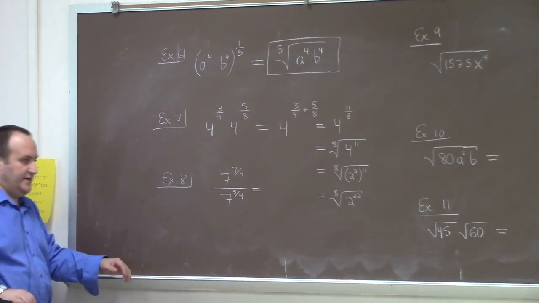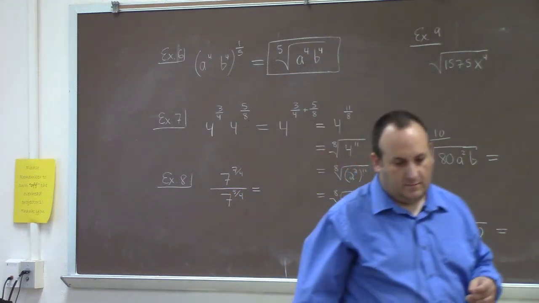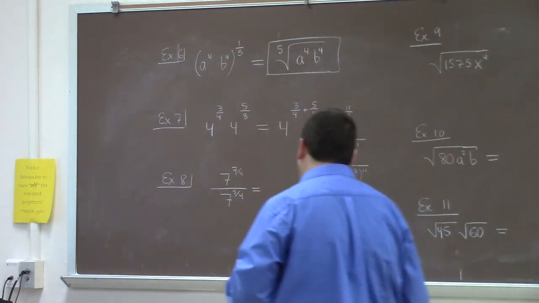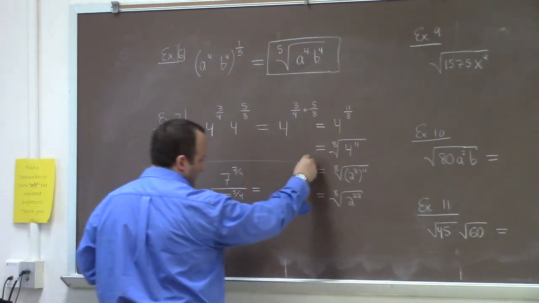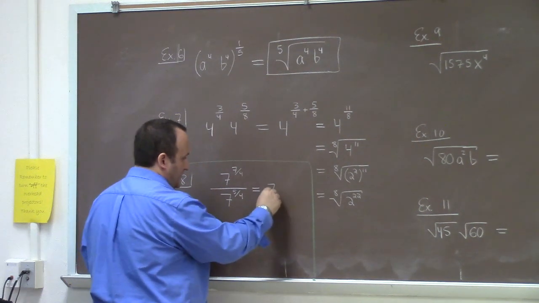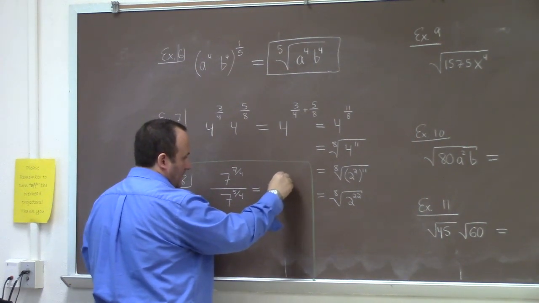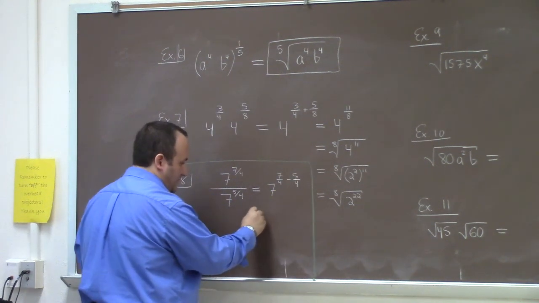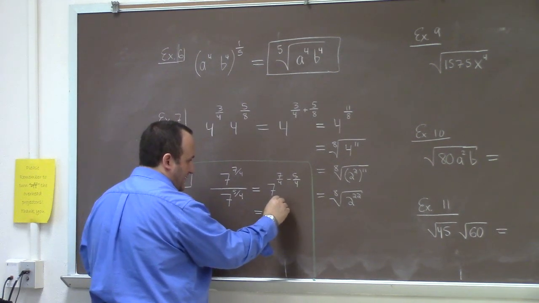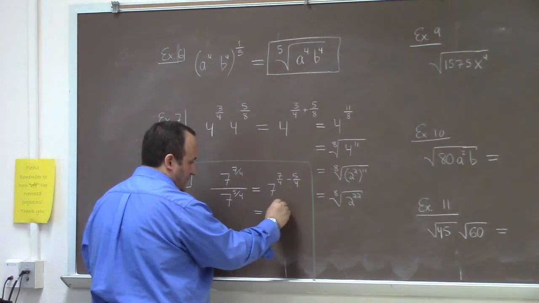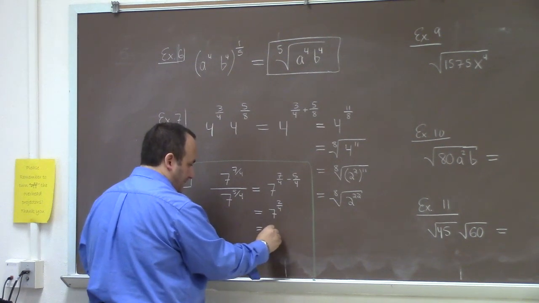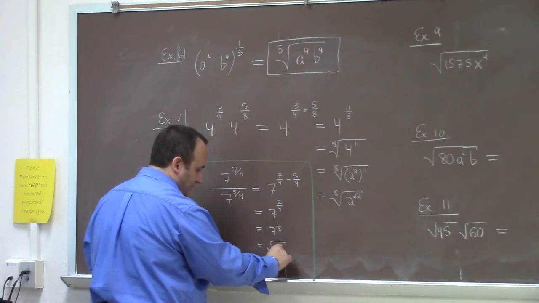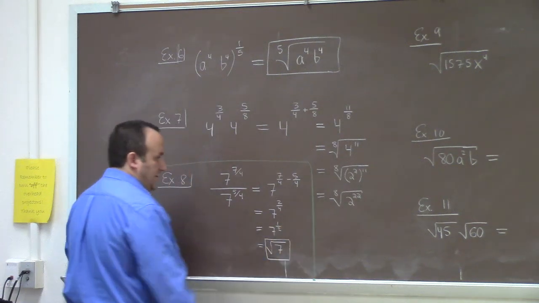I think exercise 8 is actually a little bit easier, right? Because when we have that division, how does it work? We do what? 7/4 minus 5/4, right? 7 to the 7/4 minus 5/4, what is that? What's 7 minus 5? 2, right? So 7 to the 2/4, which is 1/2, right? 7 to the 1/2. So we could write that as the square root of 7. There you go.